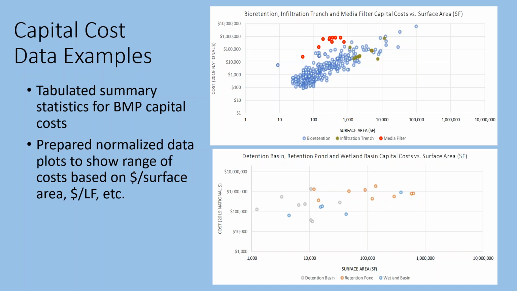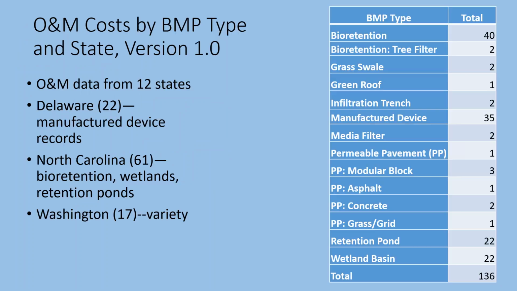And so, for example, here I have two graphs. The first one would be your filtration type BMPs like bioretention. And then the second graph shows your pond type BMPs, where we're hoping that we can get enough data here that we can use this information to help validate these cost algorithms that I mentioned earlier for Classic.